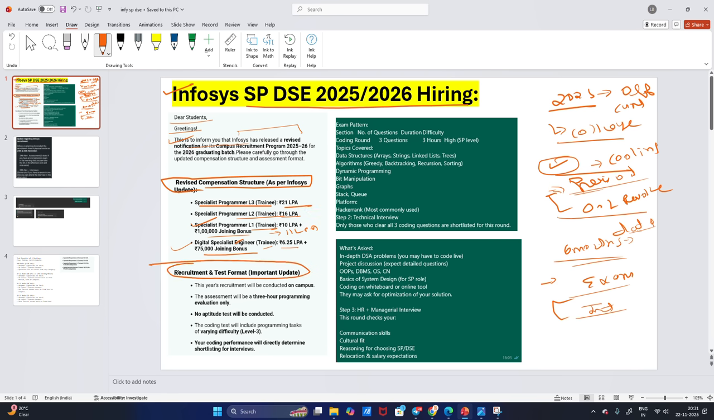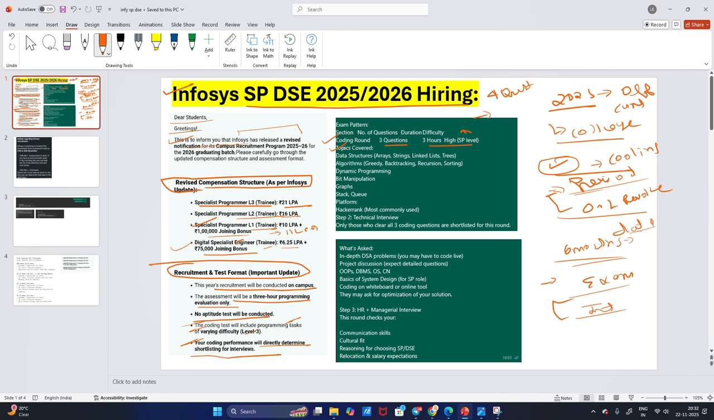Recruitment test and format, important update: it will be conducted on campus. The assessment will be a 3-hour programming evaluation only. No aptitude test will be conducted. The coding test will include programming tasks of varying difficulty levels. Your coding performance will directly determine shortlisting for the interview. Number of questions: 3, in 3 hours. One thing to understand is that there may be 4 questions they ask in the examination. We will discuss that in the next slide, but first we will discuss everything else.